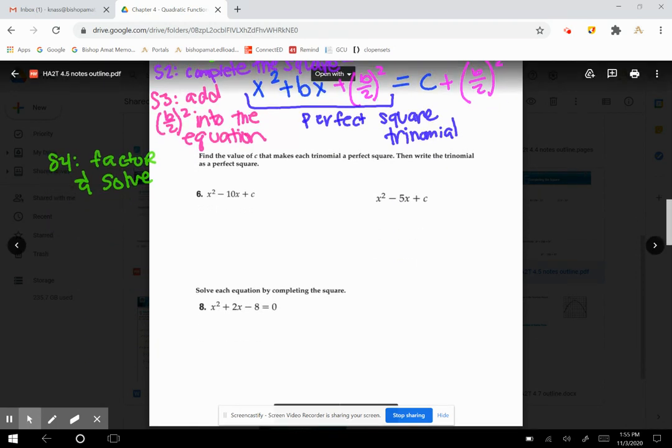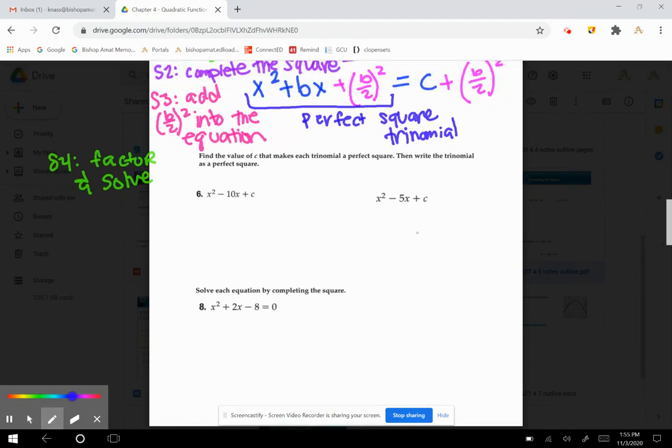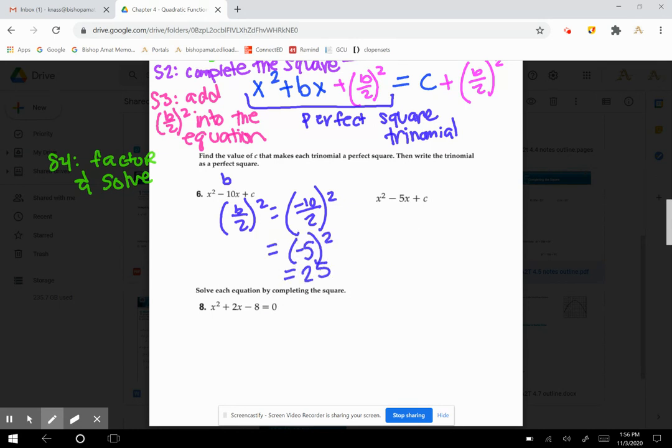So first, we're just going to start off basic. Let's practice getting a completed square. So our b, this is our b. So b over 2 squared: negative 10 over 2 squared, negative 5 squared is 25. So your completed square is 25. Then it says write the trinomial perfect square. So the last part, our answer would be x squared minus 10x plus 25. So those are 2 answers. Here's your trinomial as a perfect square, and here's your c.